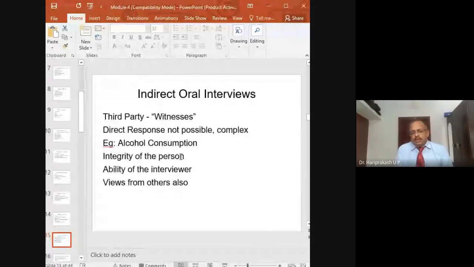Ability of the interviewer, so asking sensitive information. Here some techniques should be used by the interviewer. So views from others also may be collected, from more than one person also it may be collected. So these are the different techniques.